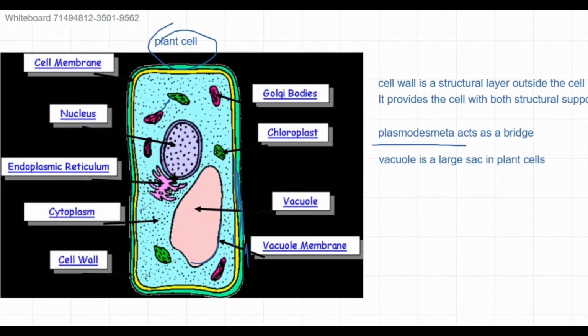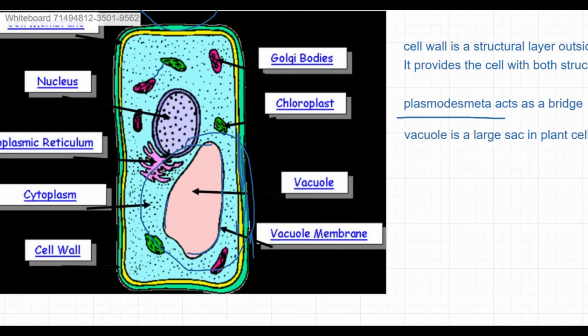The last thing which the plant cell has, which animal cells do not have, is this large vacuole right here, and this large sac is only found in plant cells. This vacuole has a membrane of its own, which is known as the tonoplast. So the vacuole provides two things. It provides storage and it provides the structural support for the cell wall.